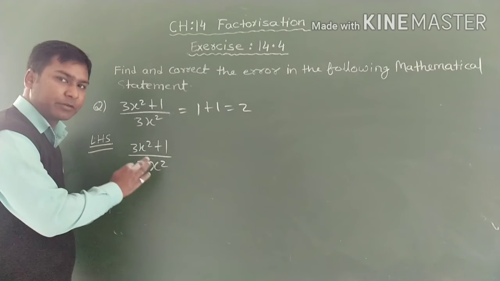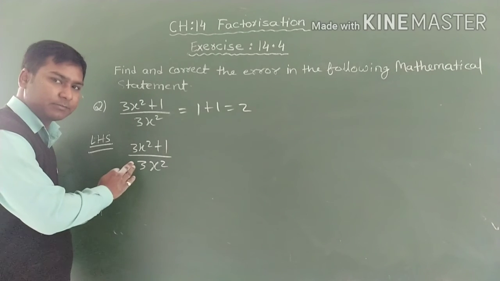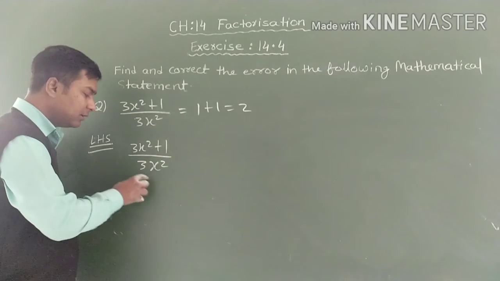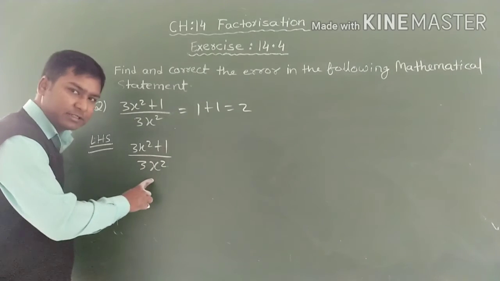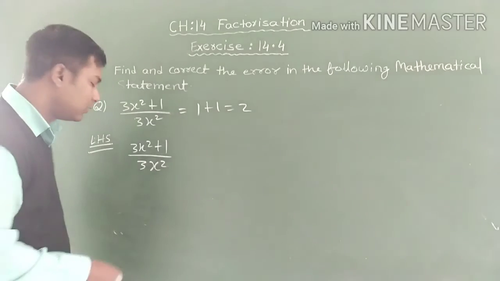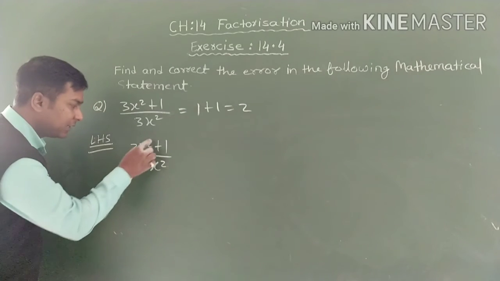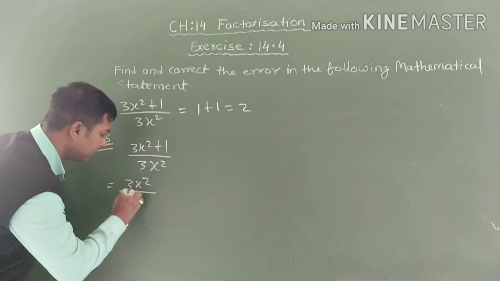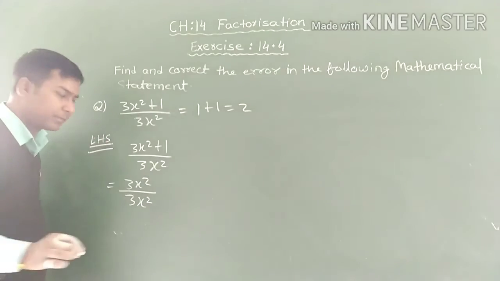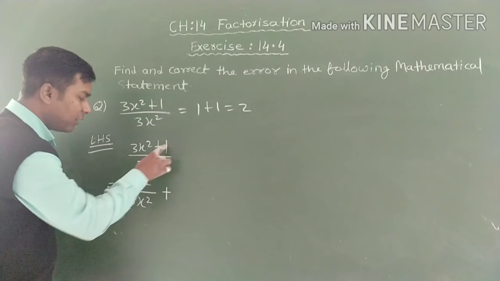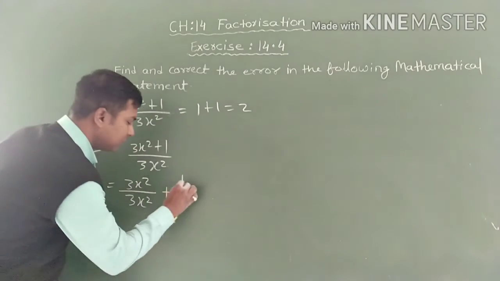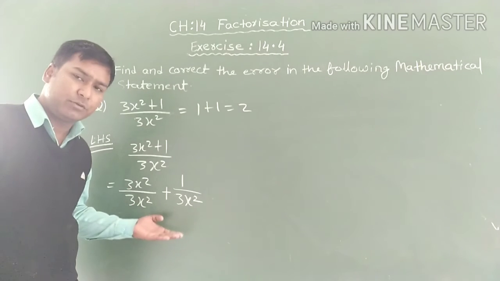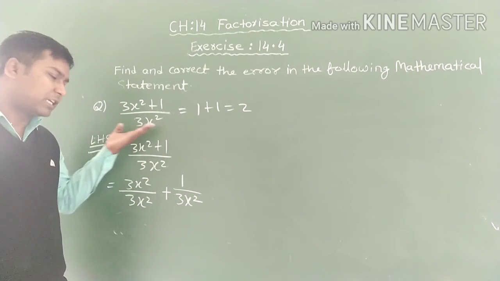Okay, we have to split this term. So first 3x square divided by this term, plus 1 upon 3x square. This is the right way to solve. So see here students, 3x square divided by this term: 3x square divided by 3x square, plus 1 upon 3x square. This is the right way to express this expression.